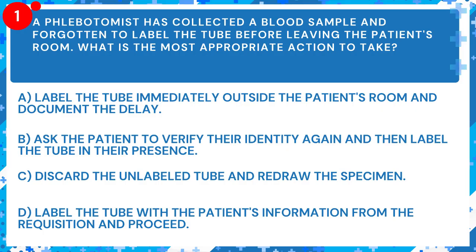A. Label the tube immediately outside the patient's room and document the delay. B. Ask the patient to verify their identity again and then label the tube in their presence. C. Discard the unlabeled tube and redraw the specimen. D. Label the tube with the patient's information from the requisition and proceed.